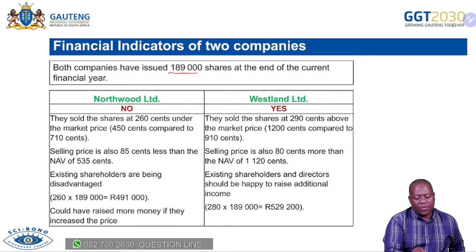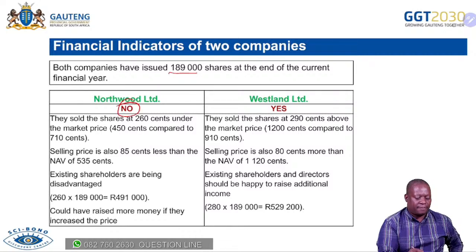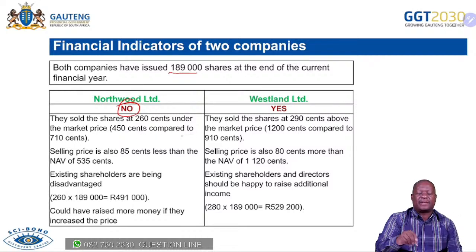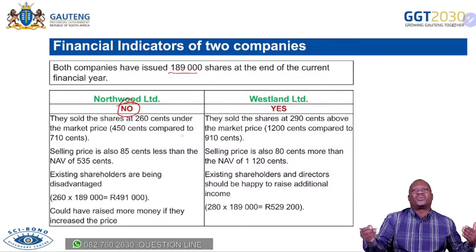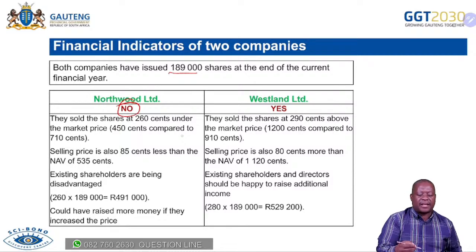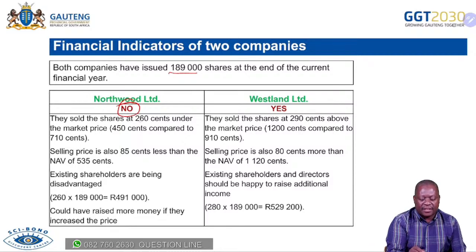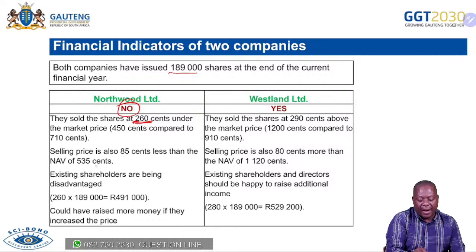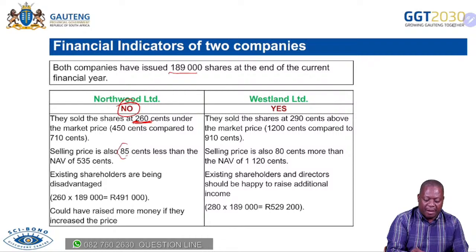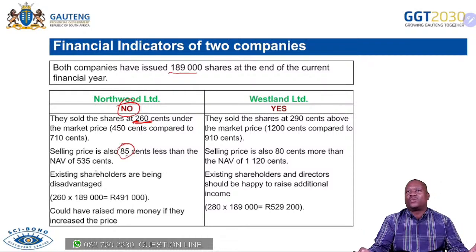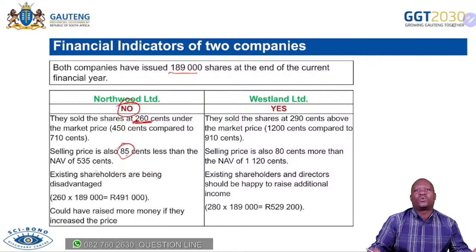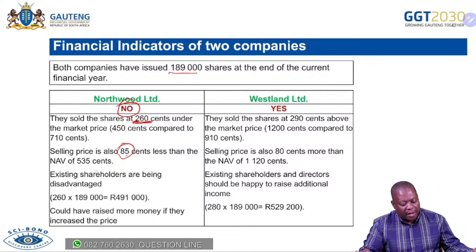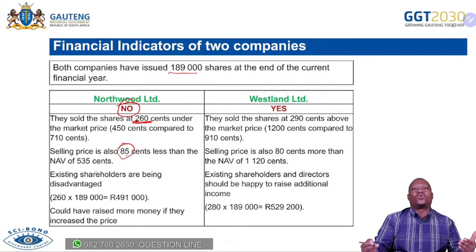When we go to Northwood Limited, there is a problem there. They sold shares at 2 Rand 60 cents under the market value. There's no need to be selling shares at a price lower than the market value. And check here, how many cents under the market value? 260 cents under the market value. The selling price is also 85 cents less than the net asset value. So when we check with the net asset value, we are not winning. When we check with the market price per share, we are not doing the right thing.